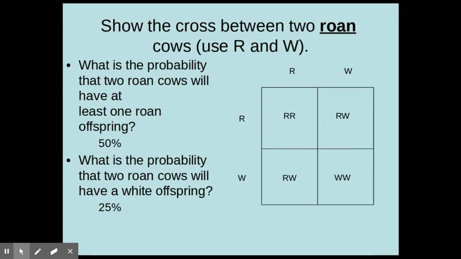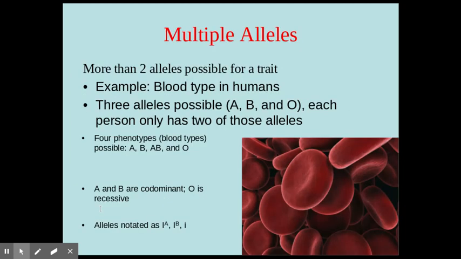So if you take two roan cows, which means they have both of the traits that you're looking for, you can cross them, and what you're going to end up with is a 1 to 2 to 1 ratio again. So the probability that two roan cows will have at least one roan offspring is 50%. The probability that two roan cows will have a white offspring is 25%. And the probability that two roan cows will have a red offspring is 25%. And that gives you your 100%.